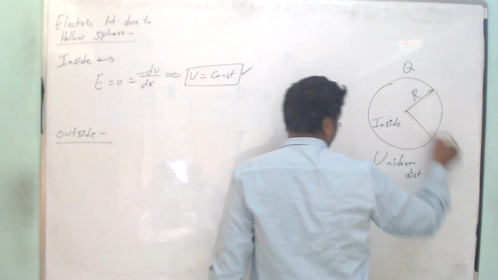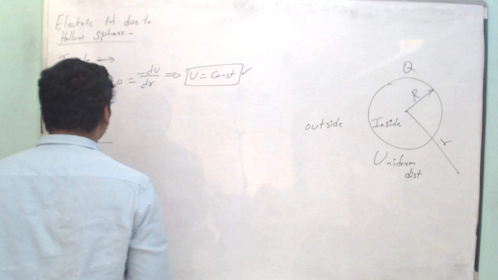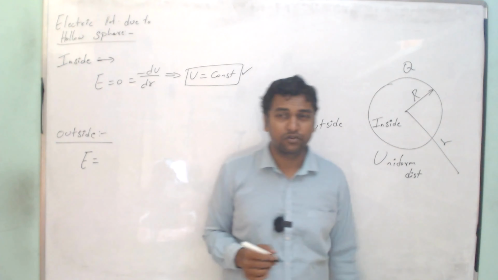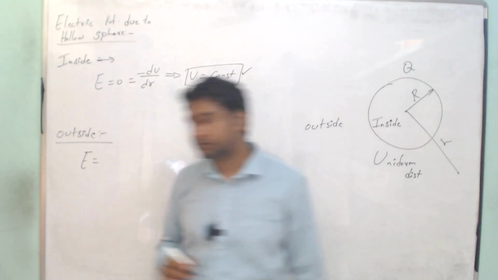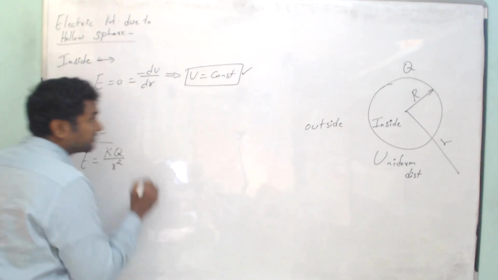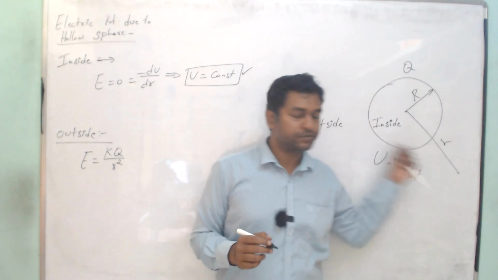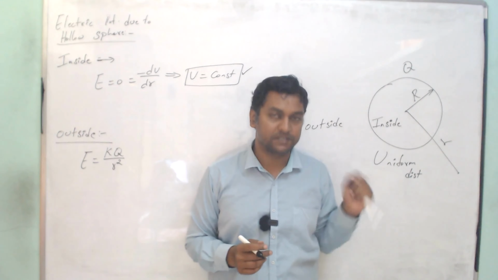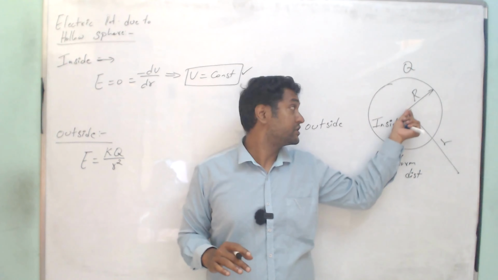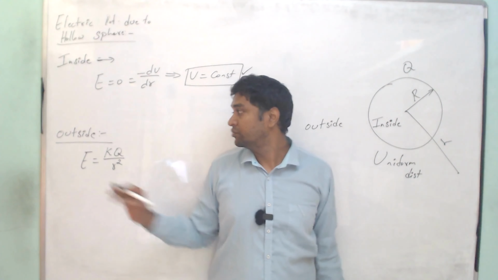For outside, suppose at a distance of r from the center, what is the electric field due to a hollow sphere at a distance r outside of the hollow sphere? Kq by r square, because a hollow sphere will behave as a point charge placed at its center. You should remember this statement. This is a very common and important statement. Hollow sphere behaves as a point charge capital Q placed at its center. So it is kq by r square.